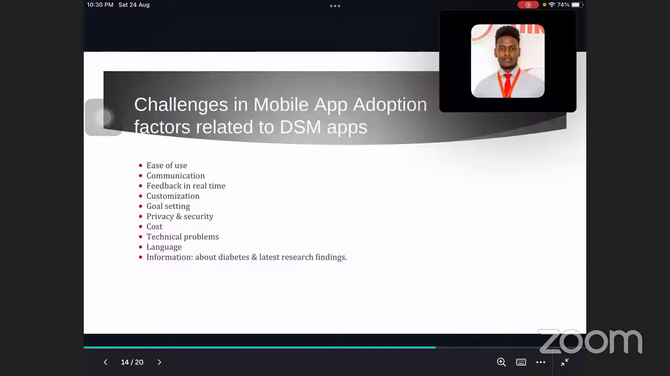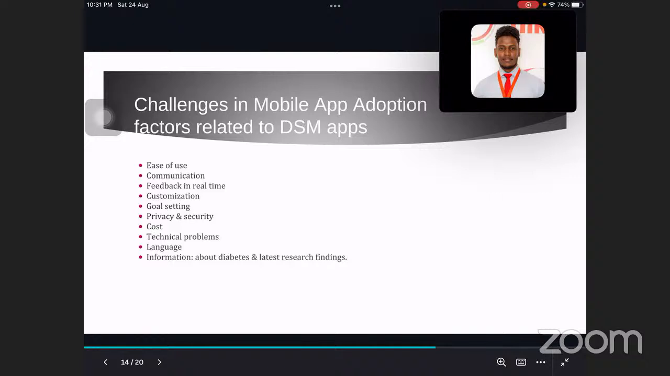Other factors affecting the adoption of mobile applications are related to the application itself. As we previously mentioned, apps with ease of use, apps that provide communication, and applications that provide real-time feedback, and applications that can be adjusted to customize settings are also preferred. Also, applications that provide goal setting, privacy and security, and are free of cost.